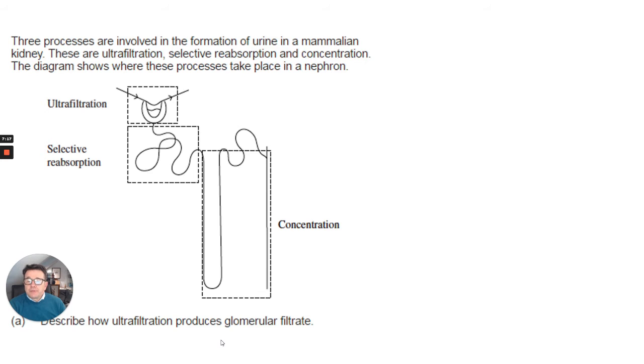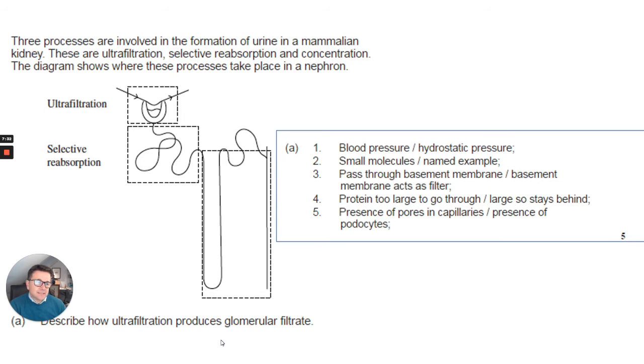So this talks about the 3 processes in the kidney, but we're interested in ultrafiltration in this section at the moment. So describe how ultrafiltration produces glomerular filtrate. This is quite a large question. You can have any answers like this.